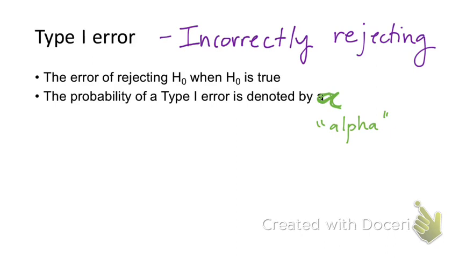And alpha is also called the what of the test? Does anyone remember? Not the p-value. Starts with an S. Significance level.